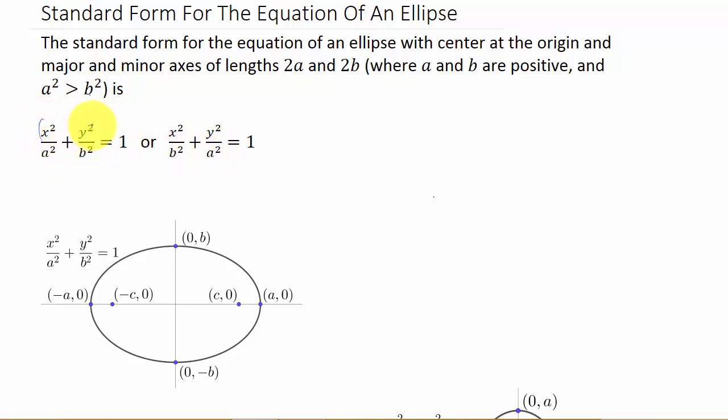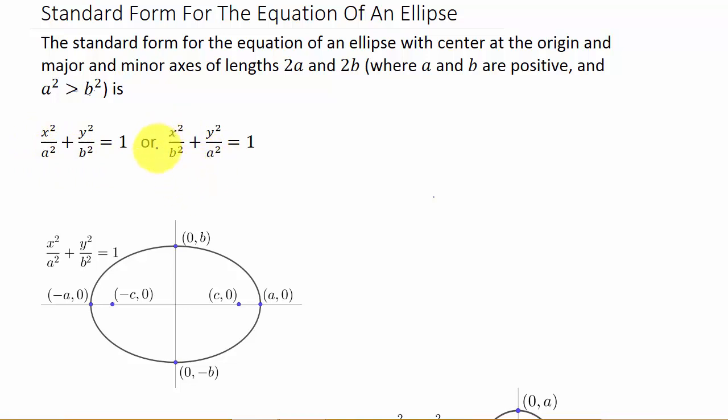x squared over a squared plus y squared over b squared equals 1, or x squared over b squared plus y squared over a squared equals 1. If you notice, the difference in the two is that here the a squared is under x squared, and over here the a squared is under the y squared. Now, notice it says a squared is larger than b squared. So just remember, a squared is the larger number of the two. That's how you know which one it is.